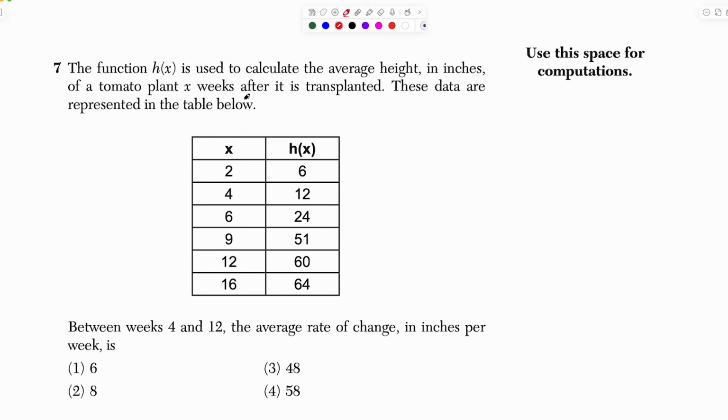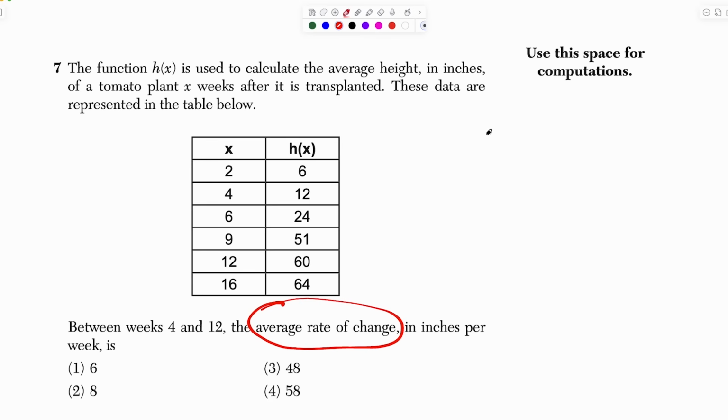Question 7, the function h of x is used to calculate the average height in inches of a tomato plant x weeks after it is transplanted. These data are represented in the table below. Between weeks 4 and 12, the average rate of change in inches per week is, and for this one, we're finding the average rate of change.